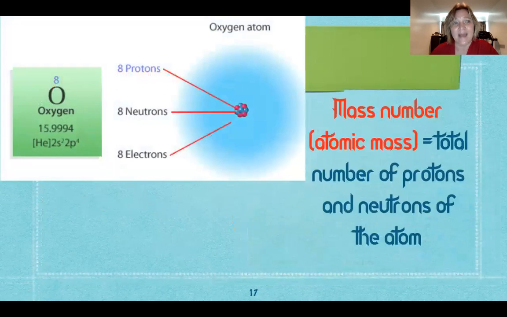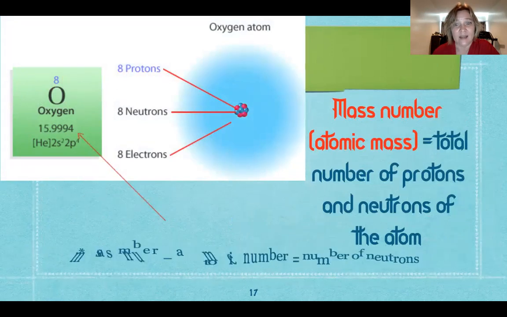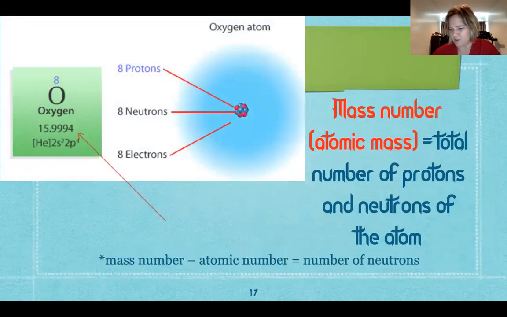Atomic mass or mass number, however, is going to be in decimal form because it's going to represent an average of the isotopes, which I don't know if I talk about here or in chemistry, but I will talk about isotopes eventually. But the reason why it's a decimal is because it's an average. So mass number or atomic mass is the number of protons plus the number of neutrons.